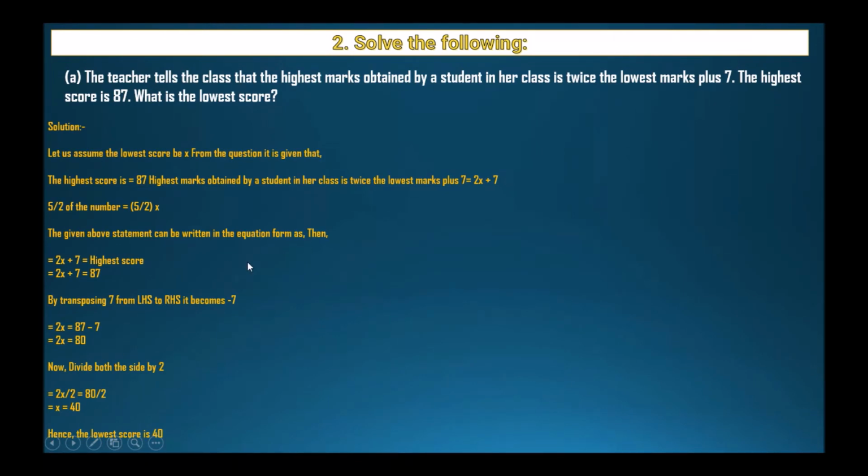The above statement can be written in equation form as 2x plus 7 equals the highest score. Means 2x plus 7 equals 87. We will bring this 7 to the RHS side. So this plus 7 will become minus 7. So 2x equals 87 minus 7. So 2x equals 80. Now we will divide by 2 on both the sides. So 2x upon 2 equals 80 upon 2. This 2 will cancel. So x equals 40. So the lowest score is 40.